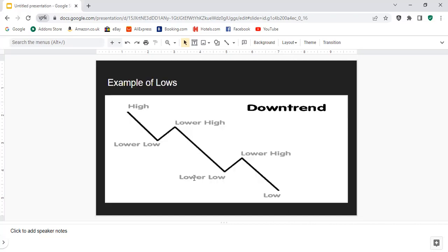Right, example of lows. Lows is downtrend, highs is uptrend. Just keep that in mind, right? So you can see the high here is dipping down, right? A lower low, then a lower high, right? Because of the market moving patterns, if you get what I mean. So lower low, lower high, lower low. It was dipping, that's why it's a downtrend.